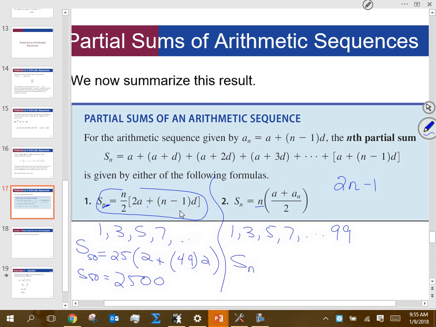Okay? So if I do this, s sub 50 is going to be 50 times a, when they say a, they're implying a sub 1. So 1 plus a sub n, that'd be the 50th term, so 99. Take the average of that. Well, it gives me 50, doesn't it? What's 50 times 50? 2,500 again. Okay? So those two formulas, you can use that first one every single time in any arithmetic sequence, but that second one might be kind of a shortcut thing, provided that you have enough information. You have that last term in your sequence.